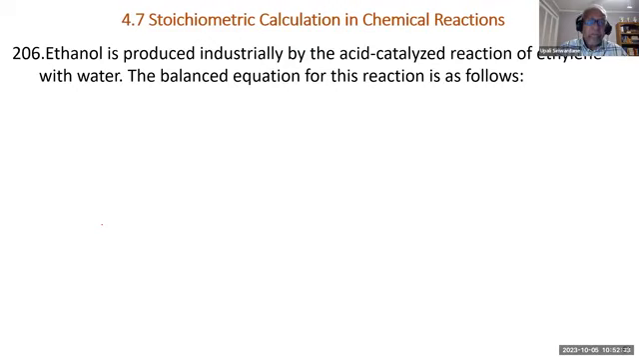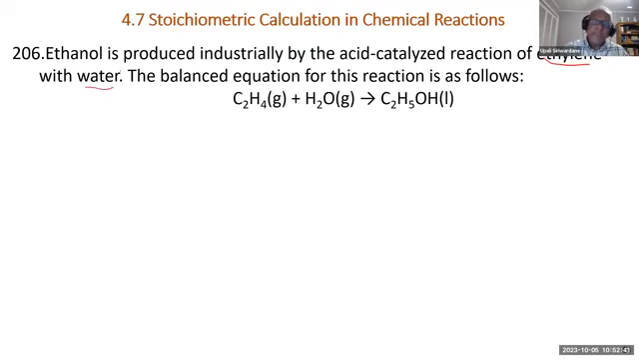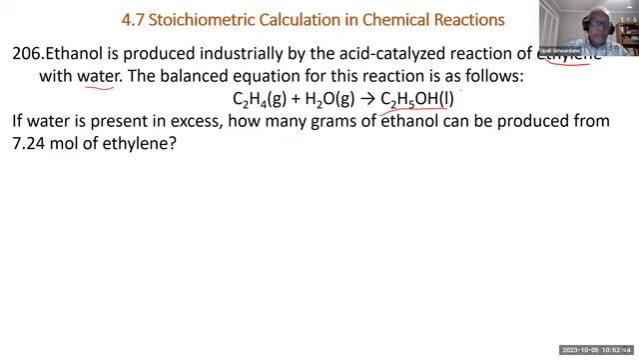Ethanol is produced industrially by acid catalyzed reaction of ethylene and water. We drink a lot of alcohol. That's one of the ways from the petroleum industry. Ethylene is converted with water to get the alcohol. Water is present in excess.